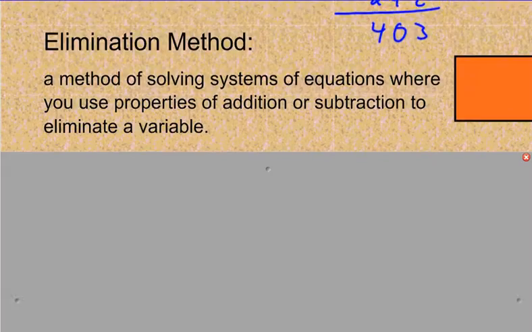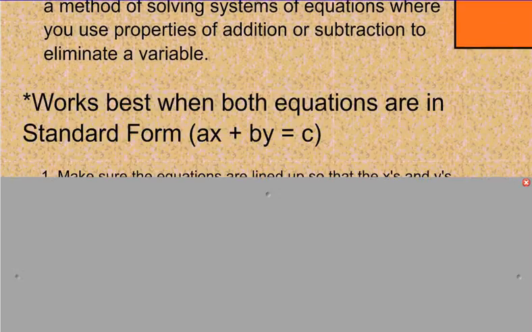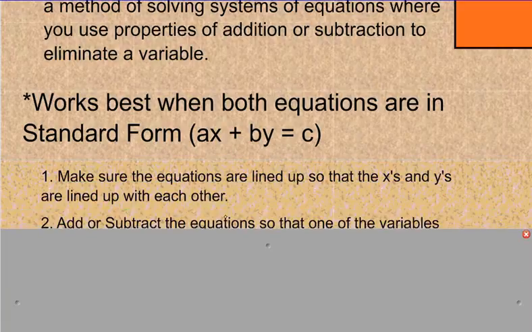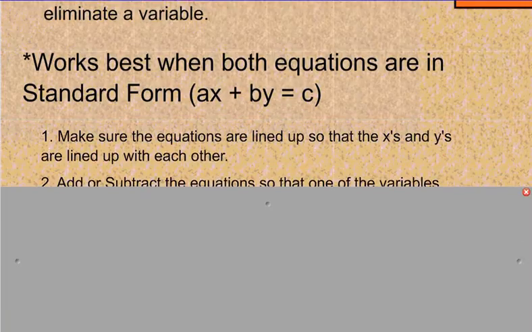It works best if both equations are in standard form. So that's where you have a number times x plus a number times y equals a number. That's the form that we're looking for in both of those. And here are the basic steps for using the elimination method, and we'll come back to those with each problem.